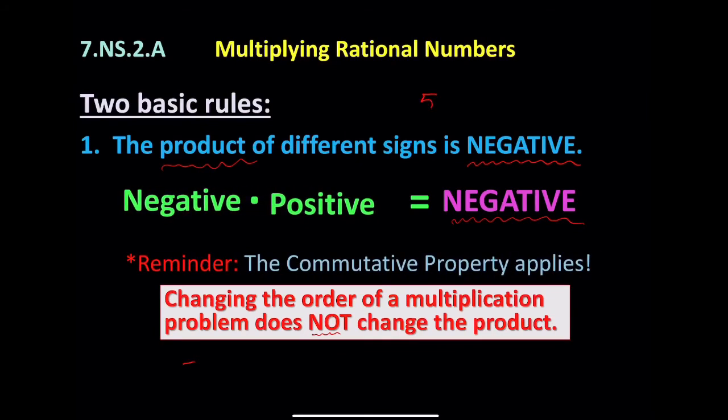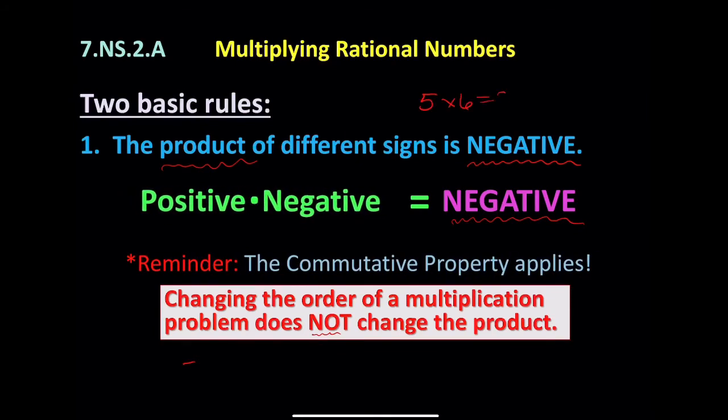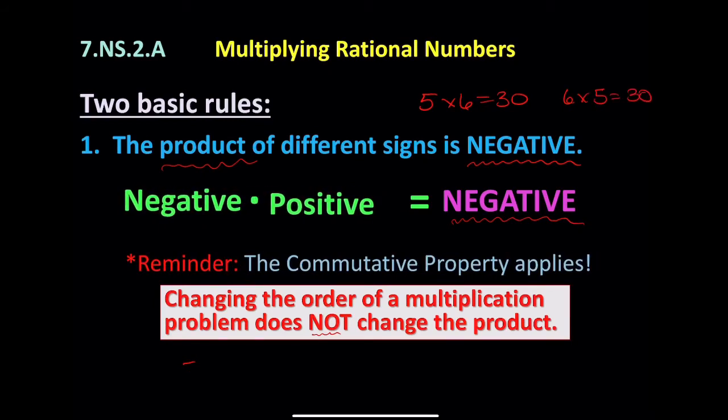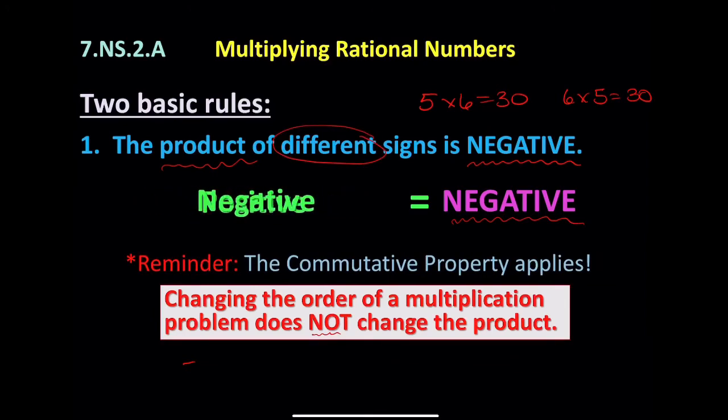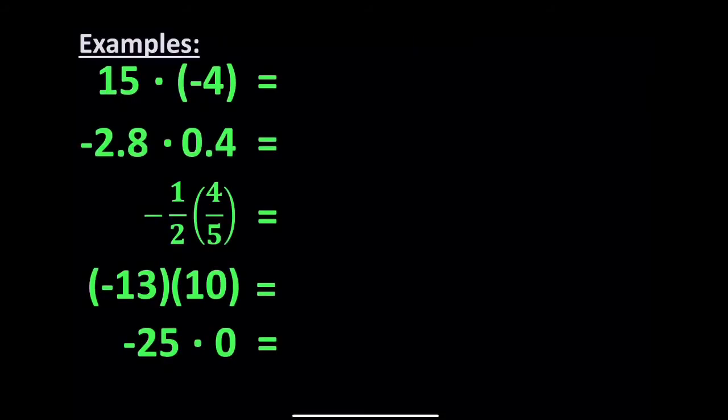When you multiply 5 times 6, that's 30, and so is 6 times 5. It's no different. So negative 5 times positive 6, positive 5 times negative 6, doesn't matter, it's going to be negative 30. So positive times a negative or a negative times a positive, or in other words, if they're different signs, then it's always going to be negative. All right, let's go through some examples here to practice this.